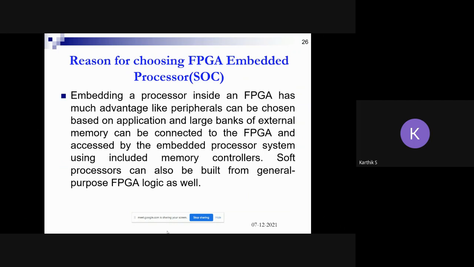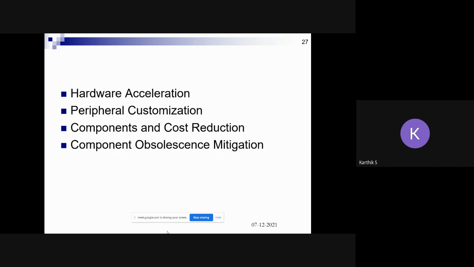The very good reason behind choosing the SoC board is that this particular SoC I've taken, the Zynq, has both an FPGA, that is the hardware, and the ARM processor, which is the processing section, which are fabricated in a single IC, and that board is called the Zynq processor. The main reason for choosing that particular board is that you can go for hardware acceleration, peripheral customization, component cost reduction, and also component obsolescence mitigation.